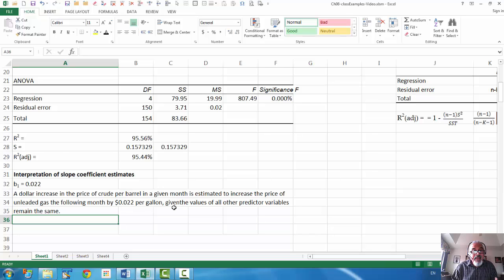And there is another caveat that is very important, and that is this interpretation is valid in so much as all other independent variables, all other x's, remain exactly at the same value. They don't change. Only one variable changes at a given time by 1 unit.